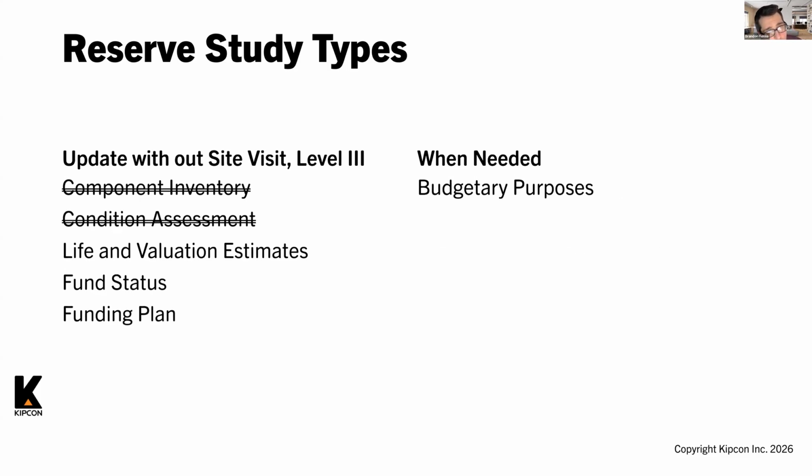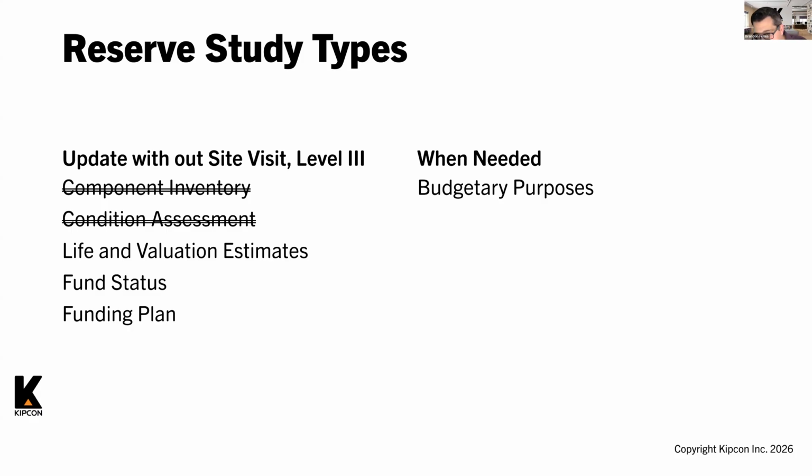So there's also what's called an update without a site visit, or a level 3 update. At Kipcon, we refer to it as a paper update. Essentially, what a paper update is, we do not go to the site and do a site visit whatsoever. So essentially, we would just take the prior study, subtract however many years it's been on any of the components, update the pricing, and reissue the report.